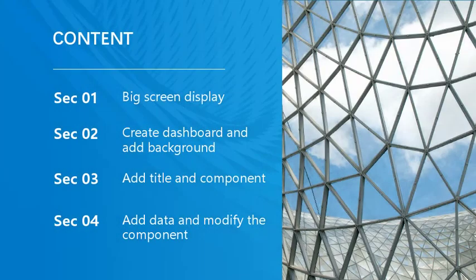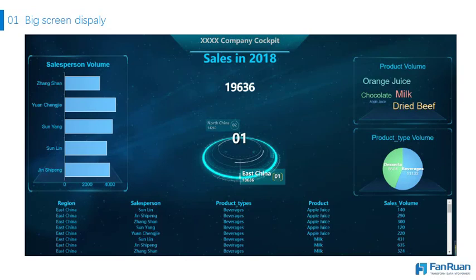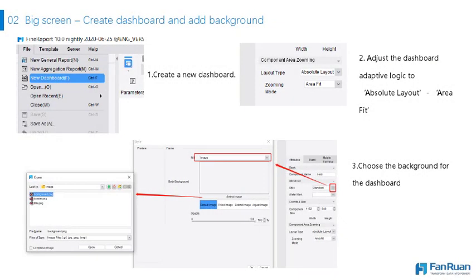And also for today's lesson, we will have 4 sections: big screen display, create a dashboard, add title and component, and also add data. So in today's lesson, first let's take a look at the final result we're gonna make as the screen shows. And also before we actually make this dashboard, I'm going to list all the steps that you need to use from here.